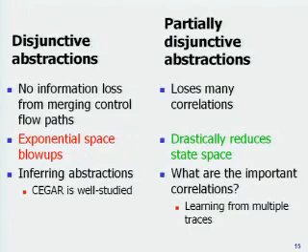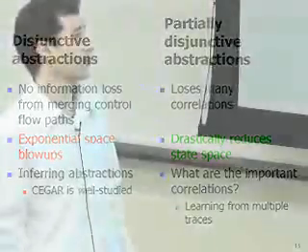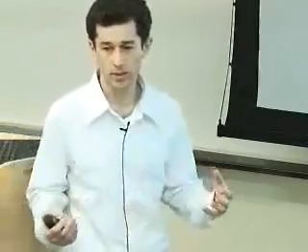So let me now compare disjunctive abstractions to partial disjunctive abstractions in a more general way. In disjunctive abstractions, we don't lose any information when we join abstract states that come from different control flow paths, as you've seen in the example. The downside is that because we are using disjunctions, we immediately get exponential blowups because we can get all the supersets of the states.